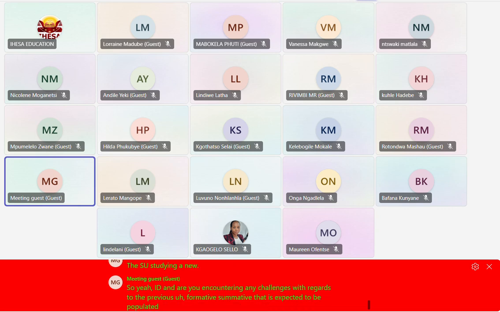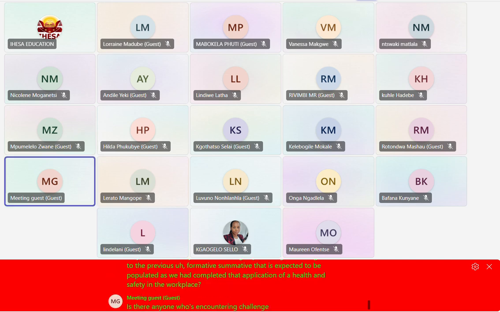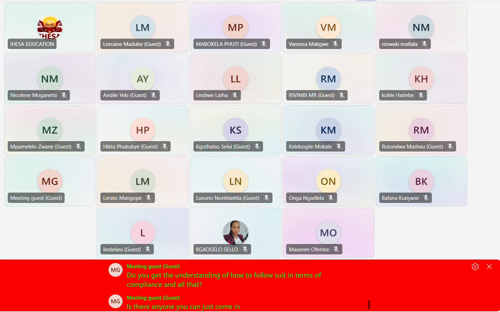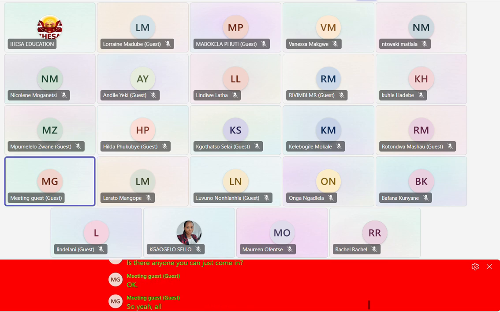Is expected to be populated as we had completed that application of health and safety in the workplace. Is there anyone who's encountering challenges? Do you get the understanding of how to follow suit in terms of compliance and all that? Is there anyone? You can just come in. Okay, so all is well.